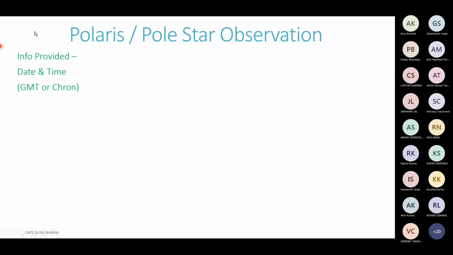Let's first see what information is provided in these questions. They give us the date and time of the observation. The time could be GMT or chronometer. If it is chronometer time, the ambiguity has to be resolved using the AM/PM indication and the GMT obtained. Along with it, they will give us the sextant altitude of Polaris, the index error of the instrument, the height of eye required for dip correction, and they will also provide us with the DR position of the observer.